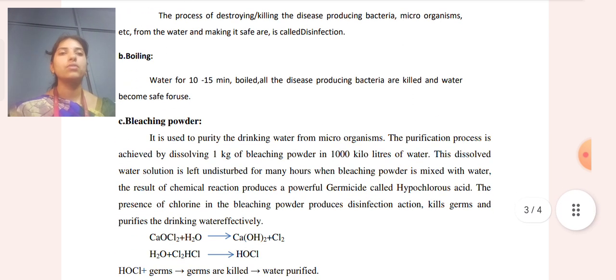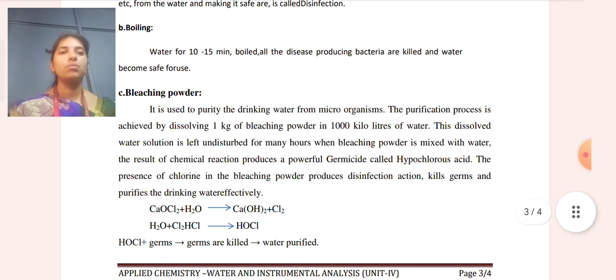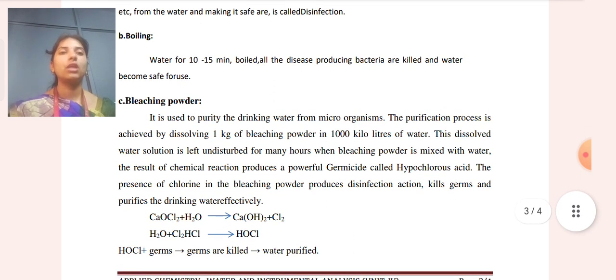Lastly, the process uses bleaching powder. It is used to purify the drinking water from microorganisms. The purification process is achieved by dissolving 1 kilogram of bleaching powder in 1000 kiloliters of water. The dissolved water solution is left undisturbed for many hours when bleaching powder is mixed with the water. The chemical reaction produces a powerful germicide called hypochlorous acid. The presence of chlorine in the bleaching powder produces disinfection action, kills germs and purifies the drinking water effectively.